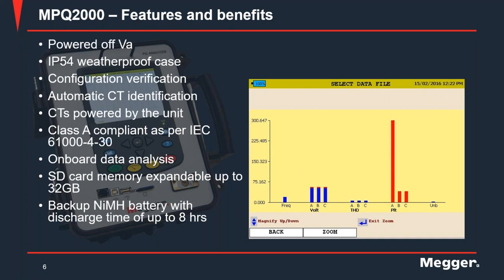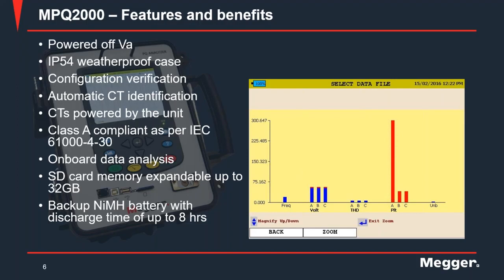There is an approved list of SD cards on the Megger website. So if you're not sure which model to get off the store, you can always check the list on the Megger website. For backup, there is a nickel metal hydride battery inside the unit, which has a discharge time of up to 6 to 8 hours.